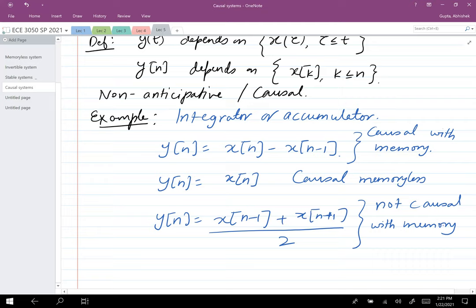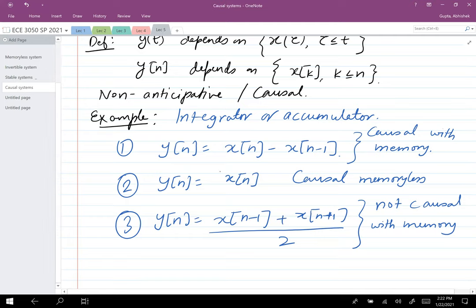Thanks for this question. Now you can see the difference between these two concepts. These are the three systems we have. In the first one, the output at time n depends only on the current input and the past input, so it's a causal system. Because it depends on the past input, it is a causal system with memory. In the second system, it's a memoryless system, and it's causal because the output depends on the current input only.